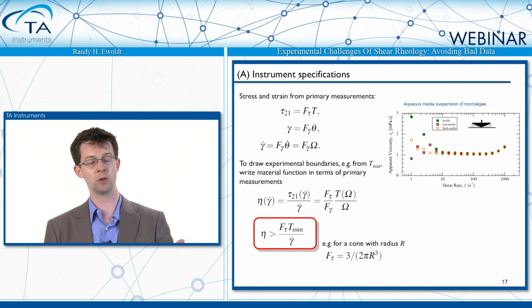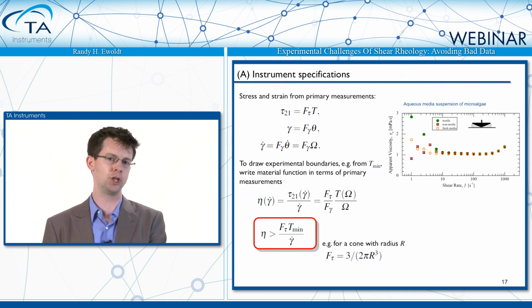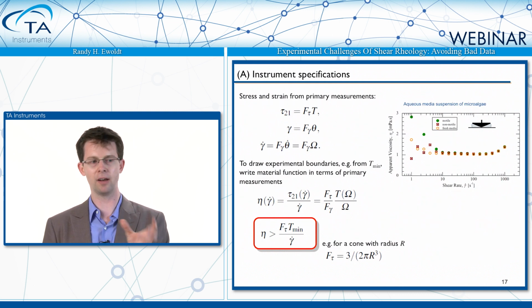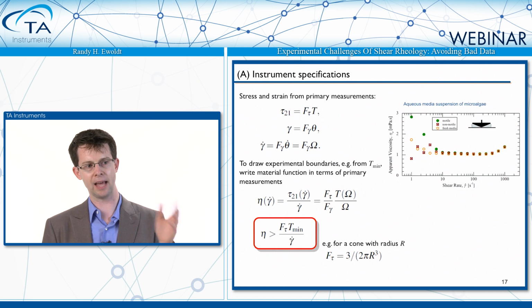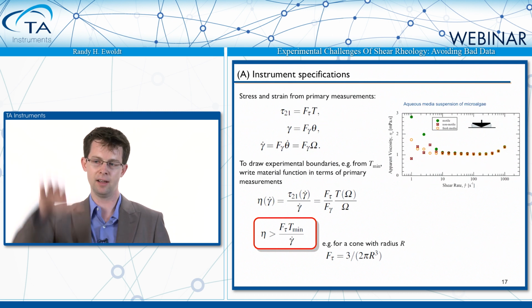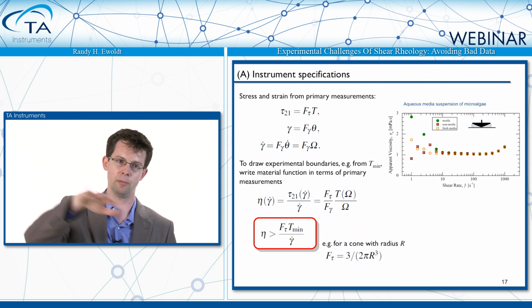It relates to a geometry factor, F sub tau, on the instrument. Of course, T sub min, that's the minimum torque that has to be involved. In the denominator, I've actually recast this to be the shear rate rather than the velocity, because in this red boxed equation, you actually see I can make a plot of this equation of viscosity as a function of the shear rate, and it will look like a plot of something divided by the x-coordinate, and it should look like this on the plot.